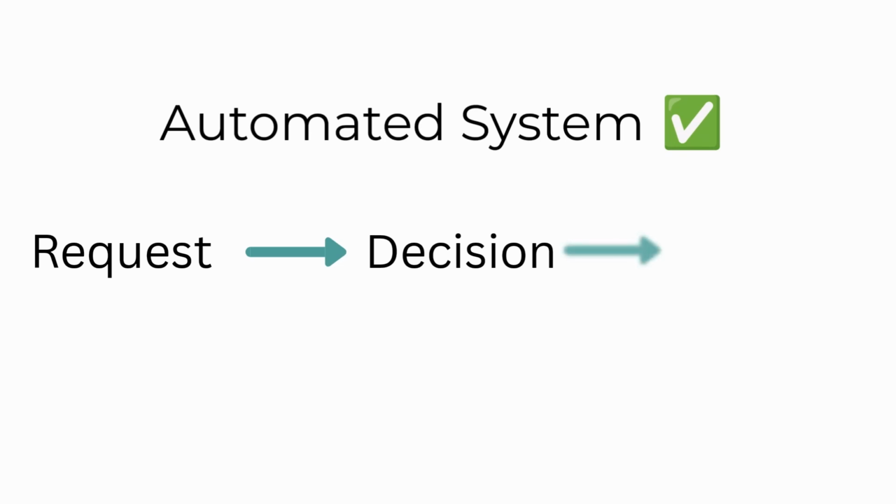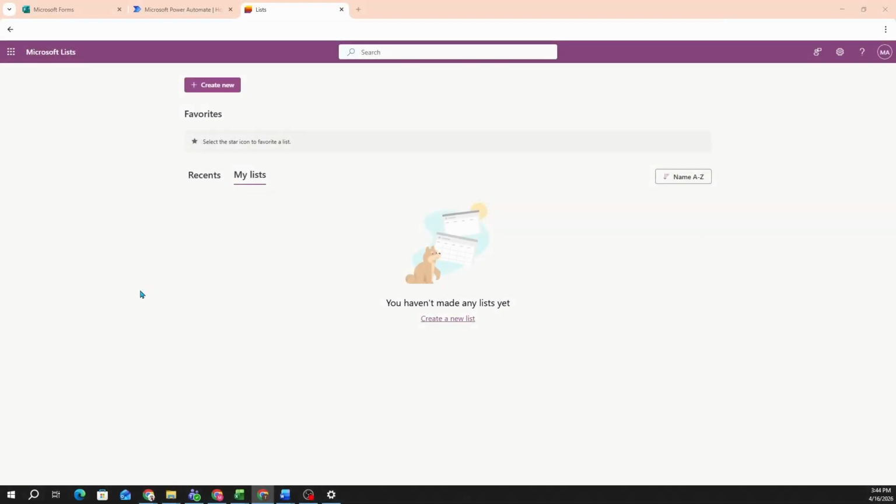We're building a smart workflow where an employee requests data, the system checks sensitivity, and either shares instantly or triggers approval. For our first step, we will start by creating a list in Microsoft Lists.